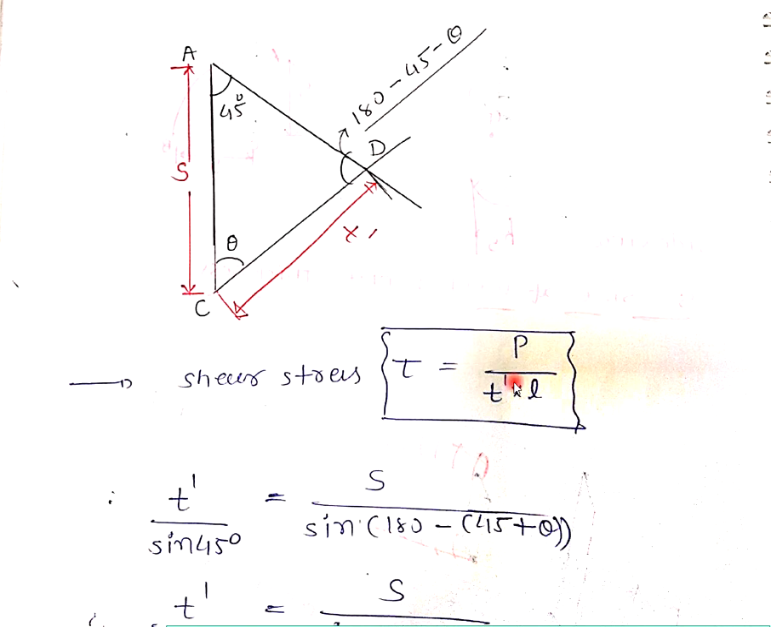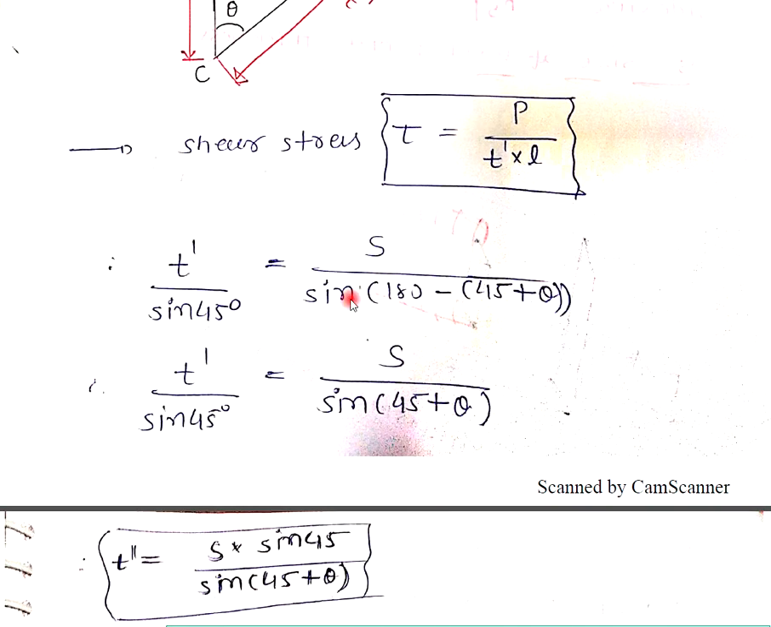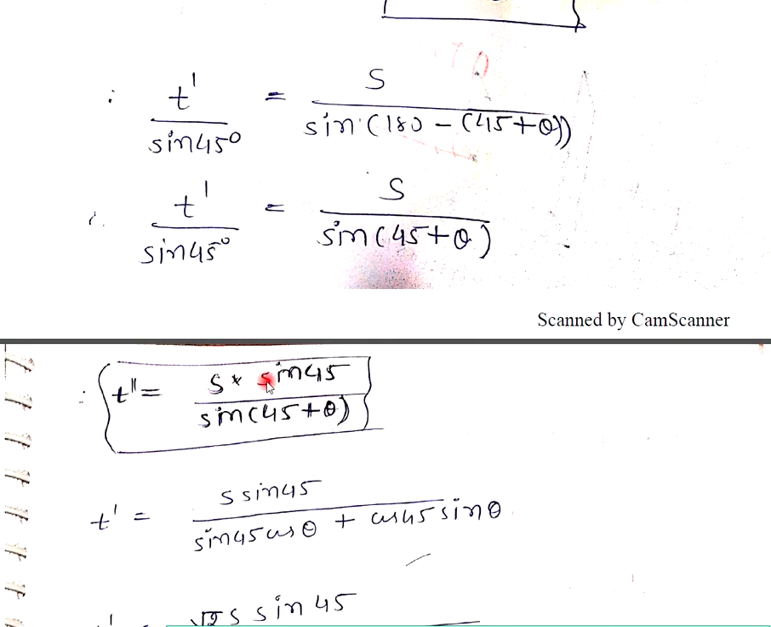So I want to find out this T dash. To find out this T dash, I am using the sine rule or Lami's theorem. What is my T dash? T dash upon sine 45 is equal to S, the size of weld, upon sine of 180 minus 45 minus theta. So T dash upon sine 45 is equal to S upon sine of 180 minus theta. Sine of pi minus theta is equal to sine theta, so I can say sine of 45 plus theta. So my T dash will be S sine 45 upon sine of 45 plus theta.